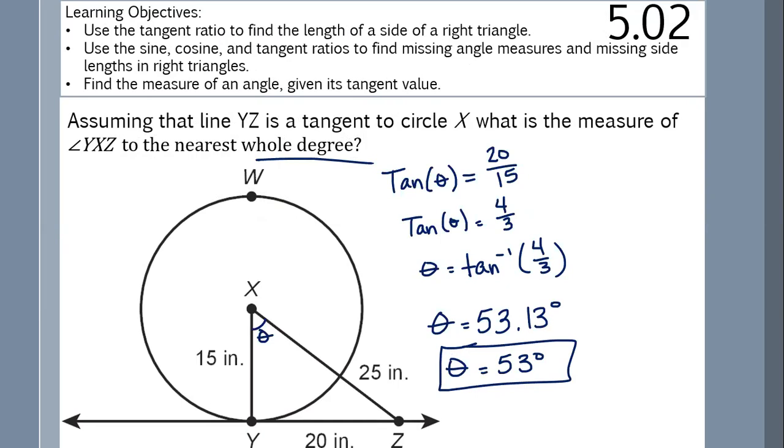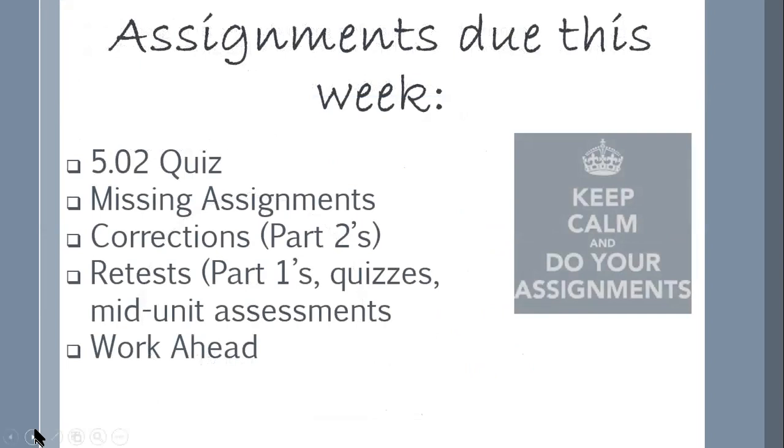Okay, if you have questions, email me. Again, this week you have a really easy week. Today you have 5.02, which again is dealing with tangents. This is kind of the rest of the week for you. Missing assignments: turning these in will increase your grade the most. And we all want to pass geometry. We don't want to have to retake it.